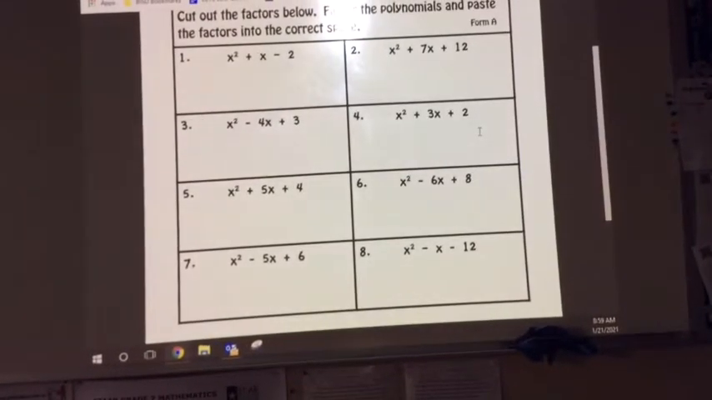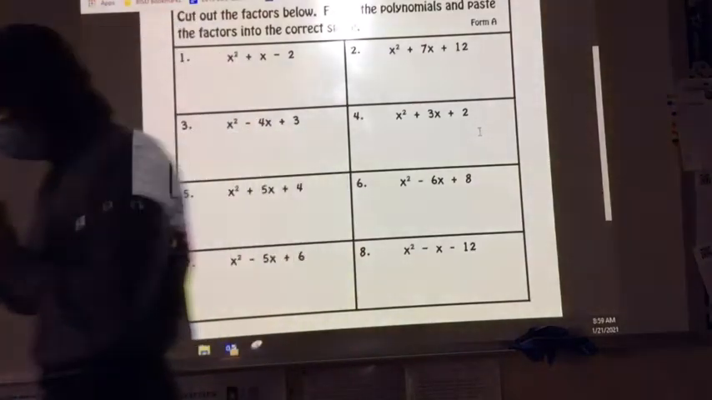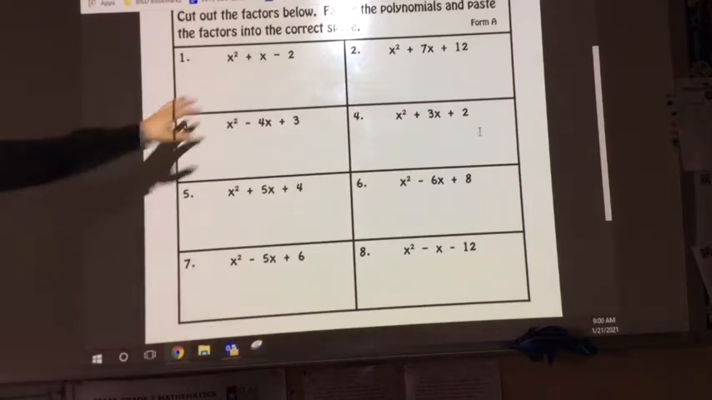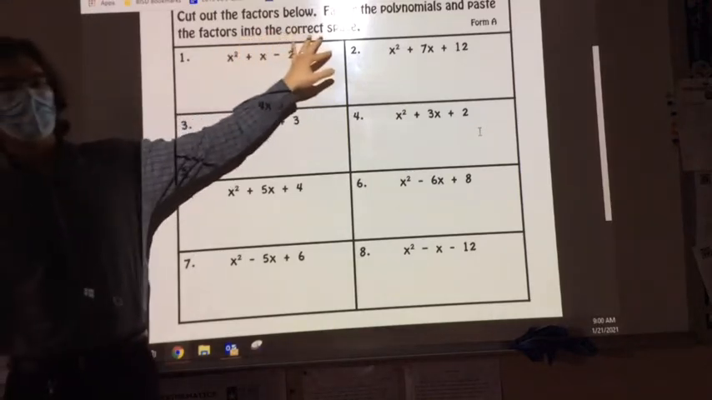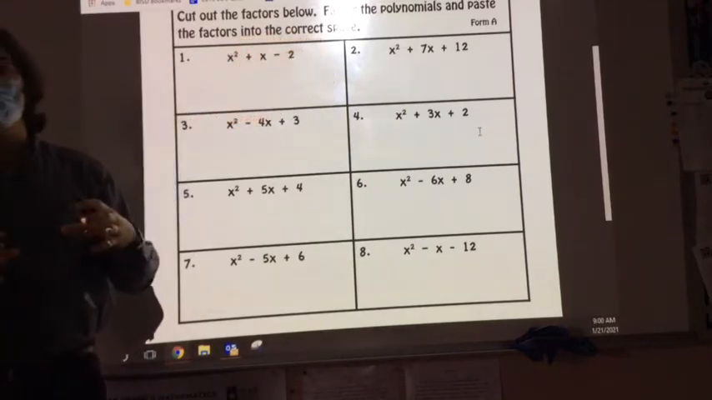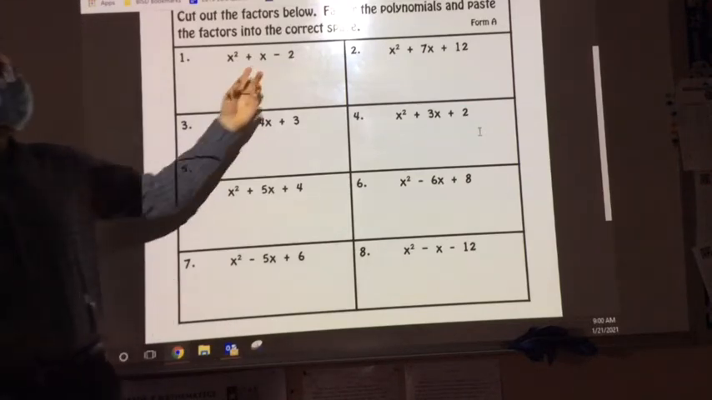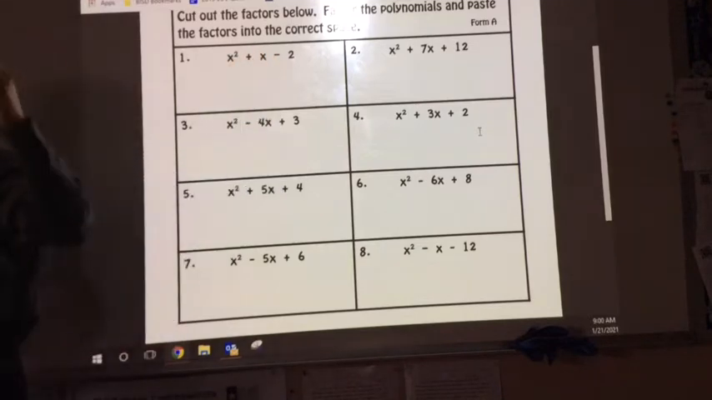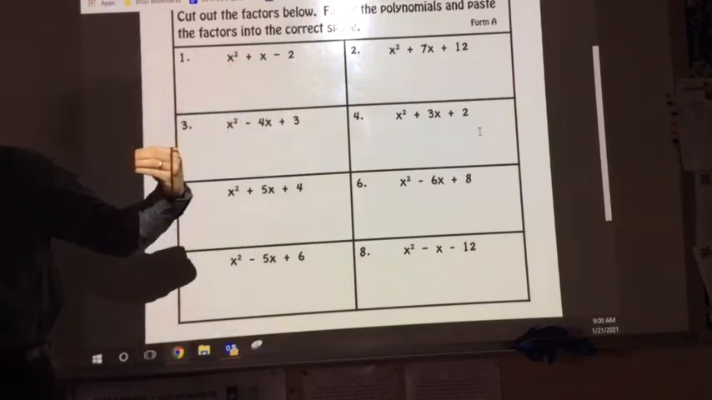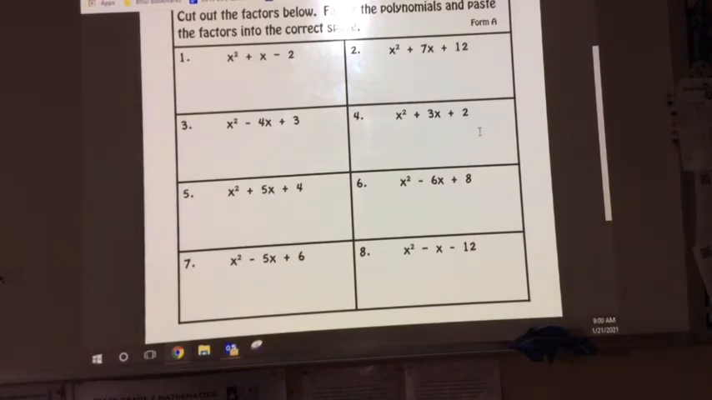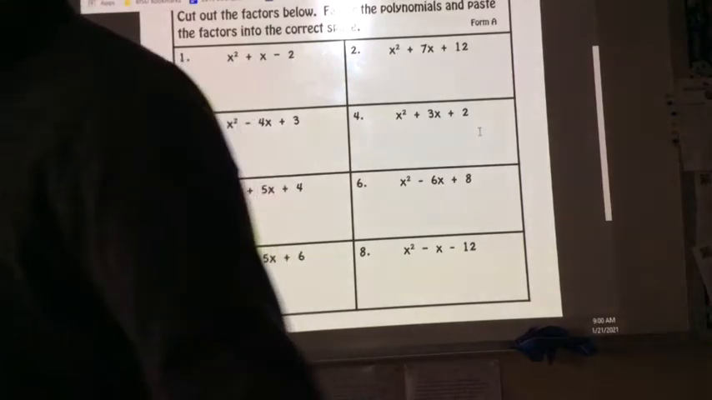Yep. All right, cool. So what we're doing today is we have worked on foiling and the box method for creating trinomials. Today we're going to work on doing the opposite. We're going to take these trinomials and factor them down to become two binomials. Let me say that again. Instead of using the box method or FOIL to create a trinomial, we are now taking the trinomial and breaking it down into the two binomials. Do you understand?